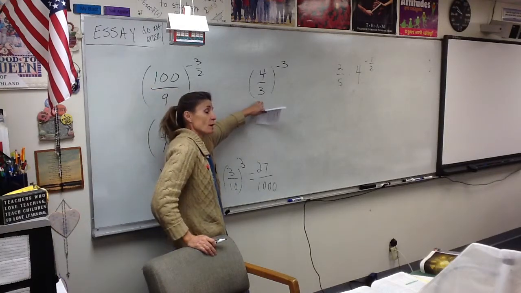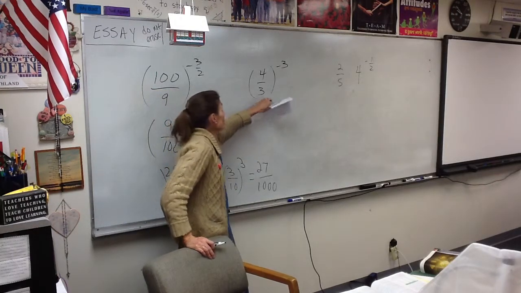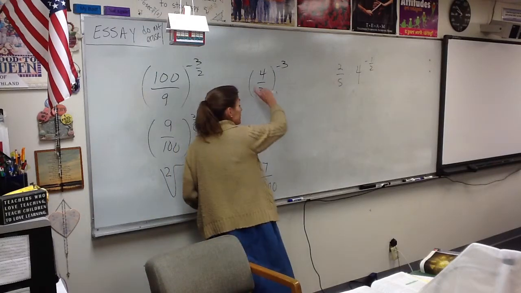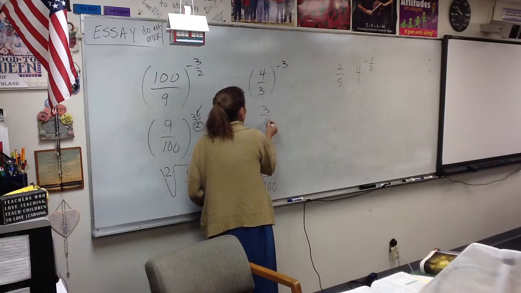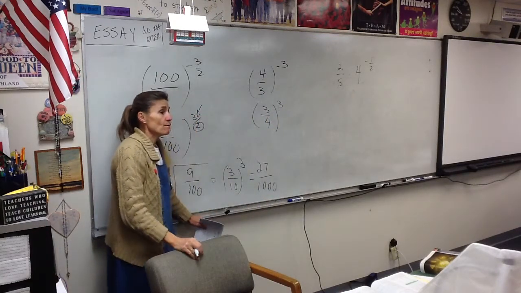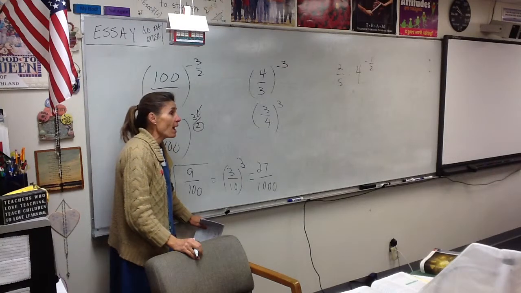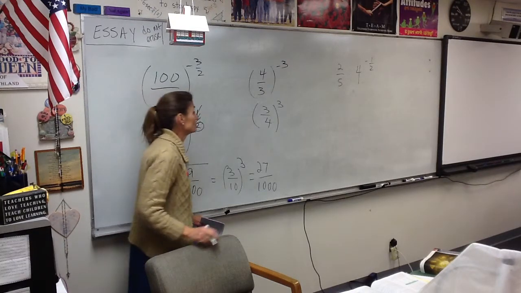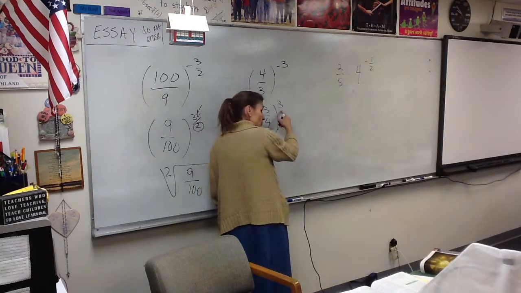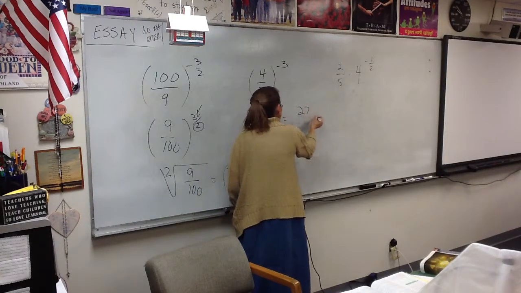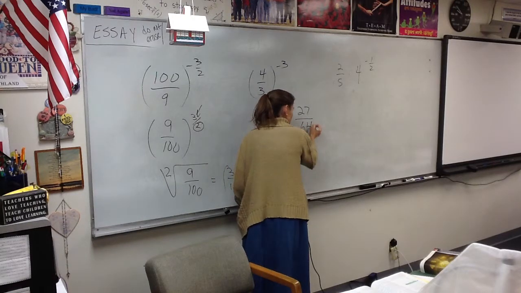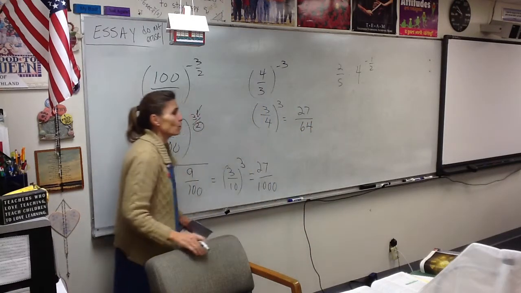Now let's look at this one. Again, we have a negative exponent. A negative exponent means flip your problem. How do I raise 3/4 to the third power? Well, take each of them to the third power. Exactly. So 3 to the third is 27, and 4 to the third is 64. 4 times 4 times 4.